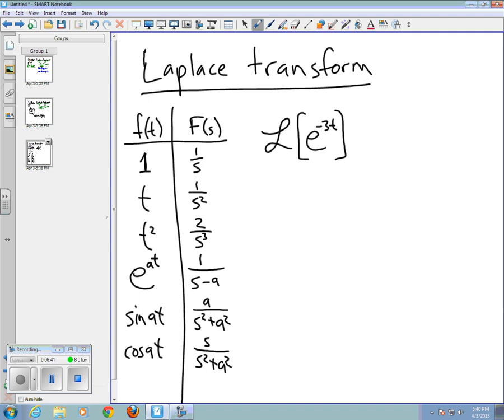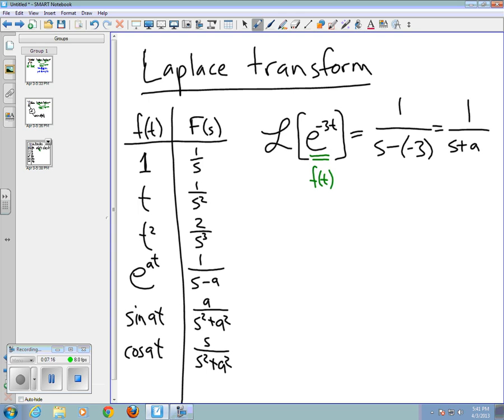Well, all I have to do is look at the table, and the e to the minus 3t, this is our f of t, little f of t. Okay, and so I can see that when little f of t is e to the at, the transform is 1 over s minus a. So in this case, the Laplace transform will be 1 over s minus, a is negative 3 in this case, negative 3. So that then, of course, is 1 over s plus 3.